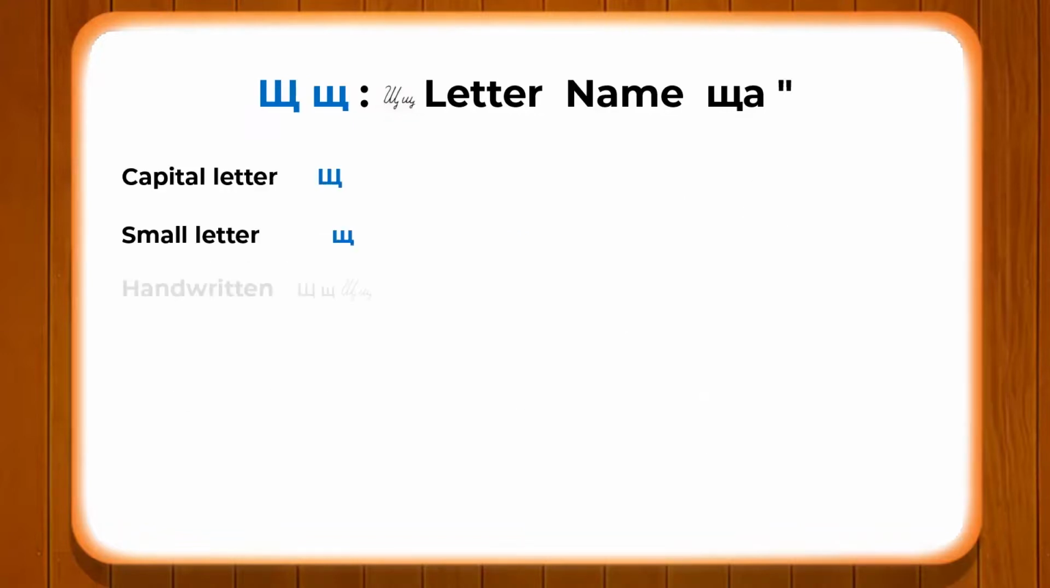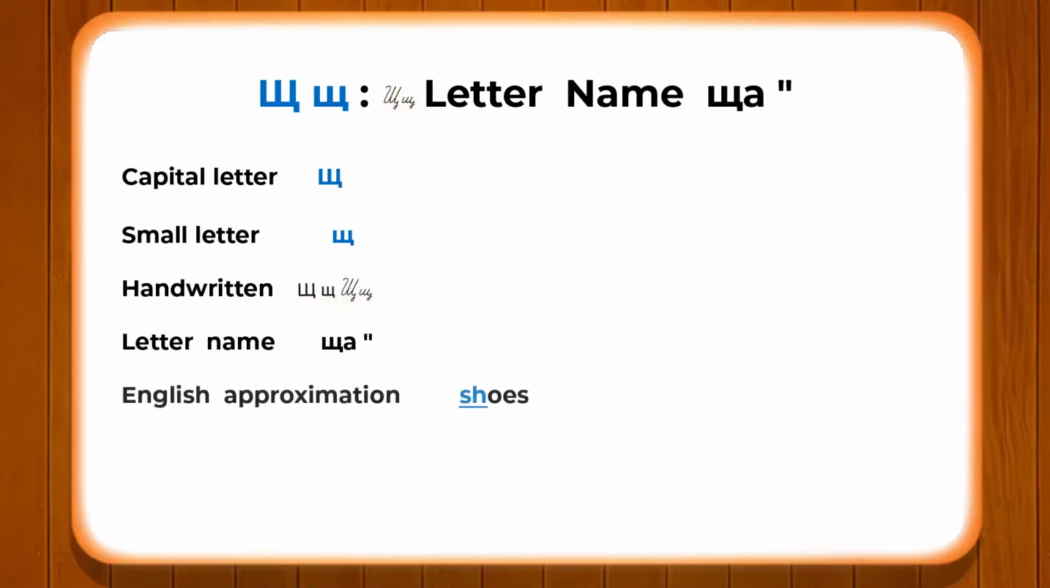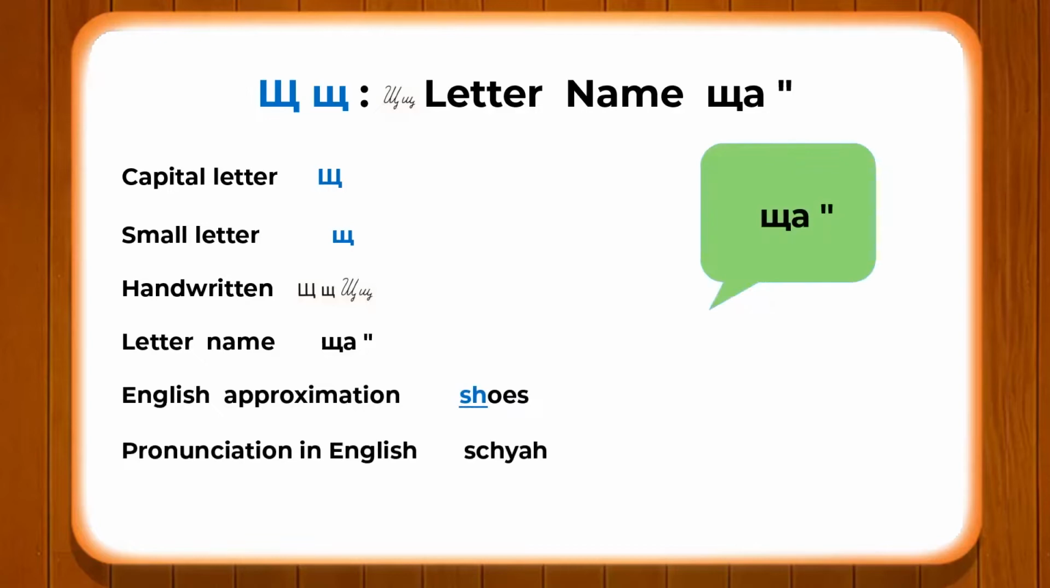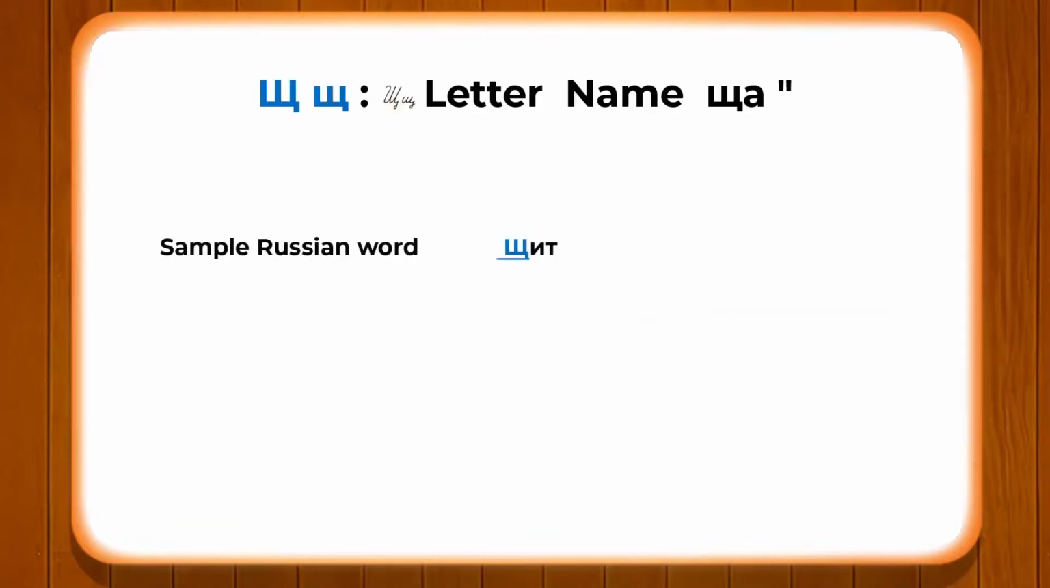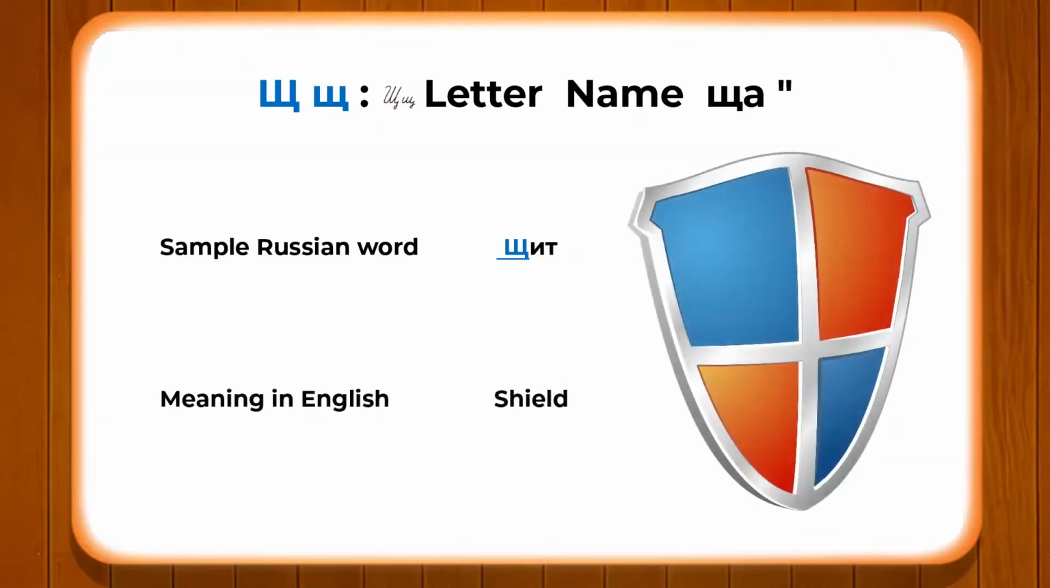Alright, so the next letter here we have is Sh. So, there is a basic difference between the sound of the two letters. So, how do we pronounce this letter? With the help of an English approximation, the letter can be mastered with the word as in shoes. And a sample Russian word here we have used is sheath, which means shield.